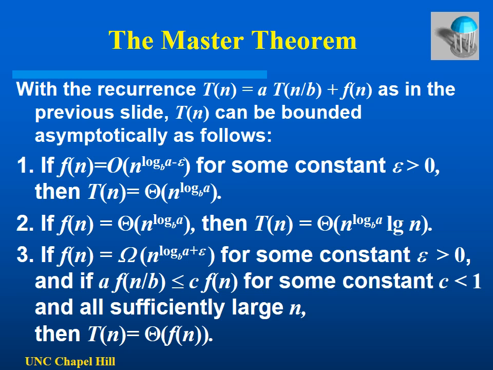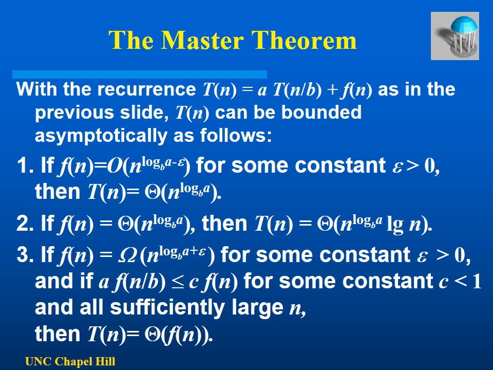Just a formula. And if f of n is in omega of n to the log sub b of a plus some positive epsilon, and here's an important condition, and it's the case that a times f of n over b is less than or equal to c times f of n for some positive constant c less than 1, and all sufficiently large n, then T of n is of the form theta of f of n itself.